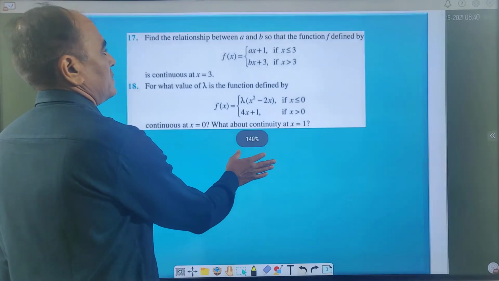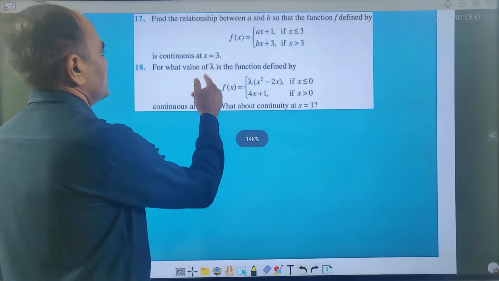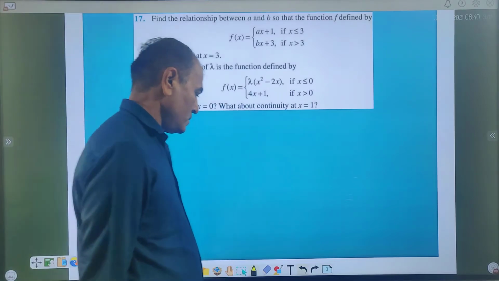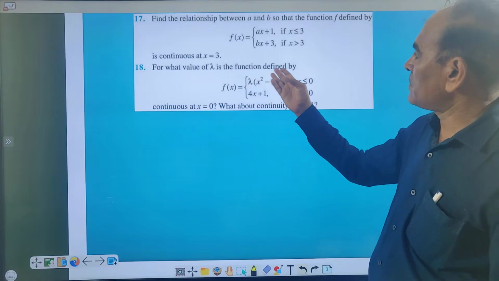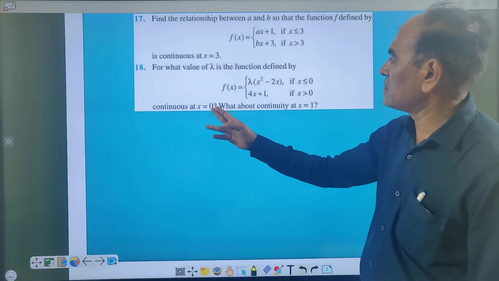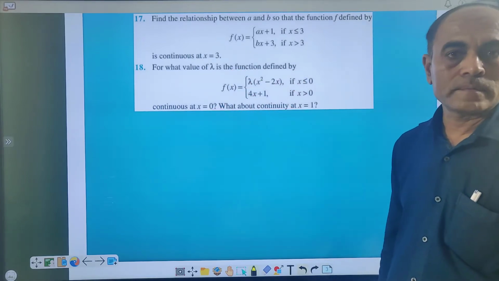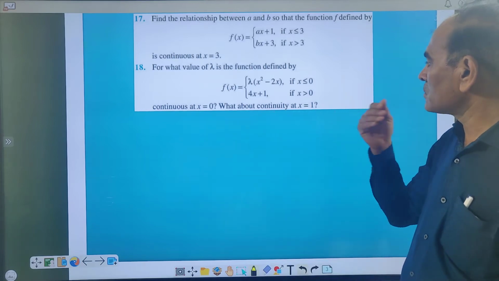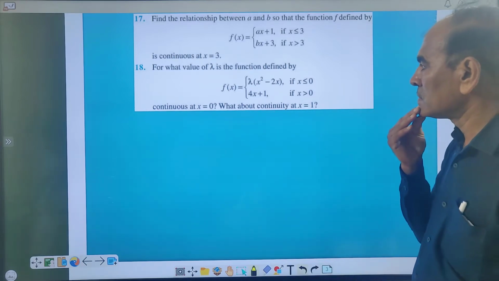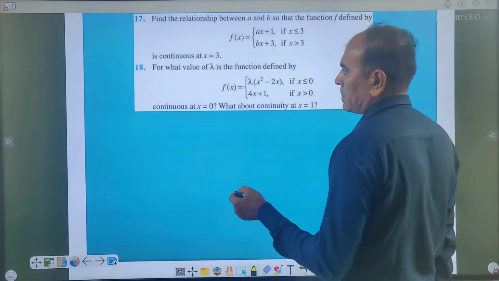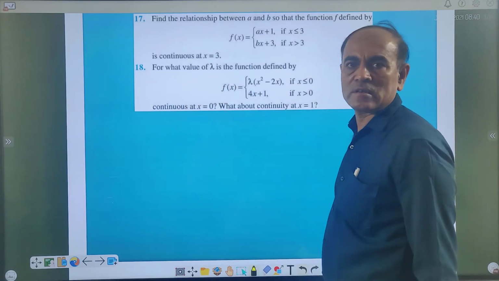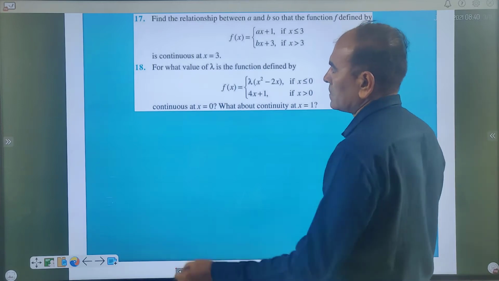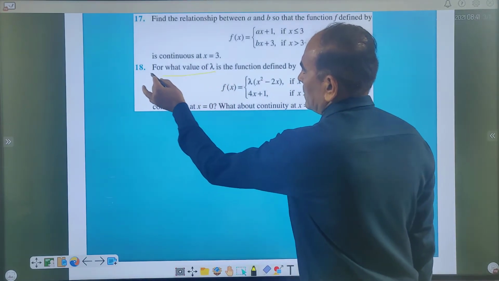Last time we solved this question number 7. Today I would like to solve this question. For what value of lambda is this function continuous at x equal to 0? And what about continuity at x equal to 1? Now see here. We need to find the left hand limit and right hand limit to check the continuity. For which value of lambda?